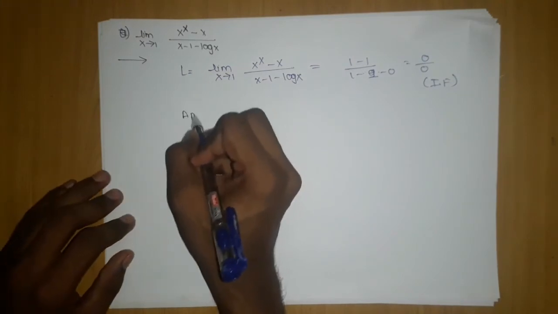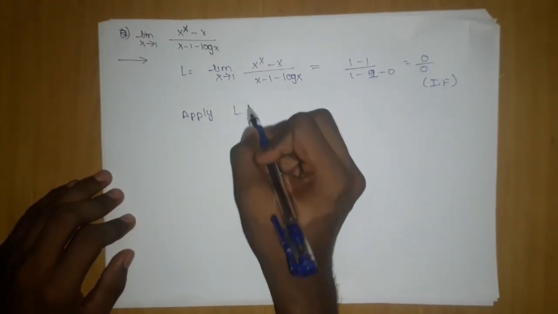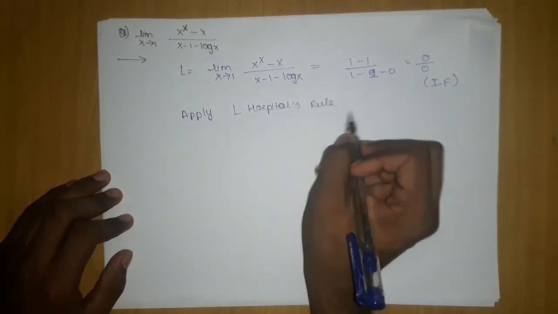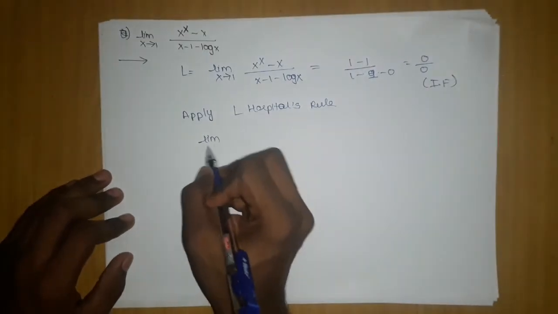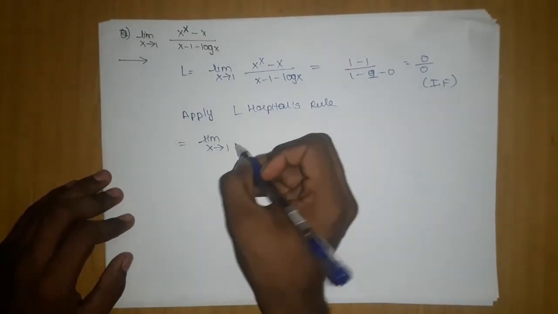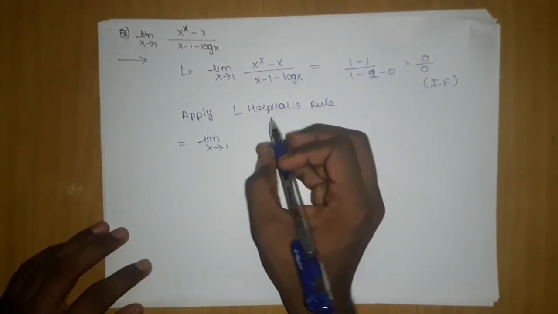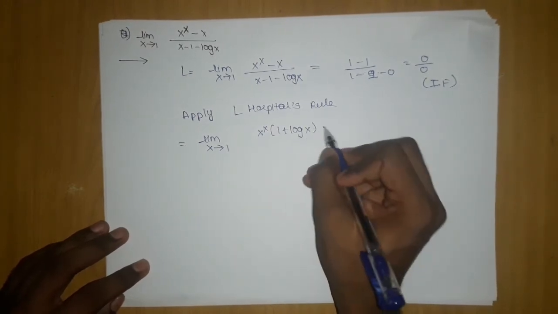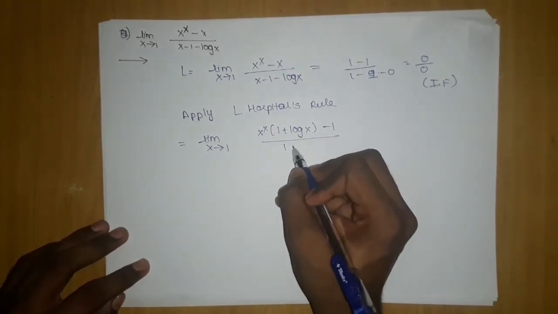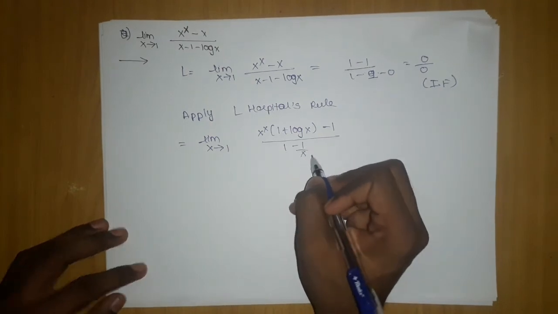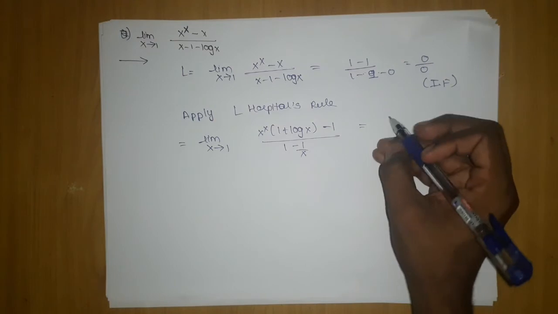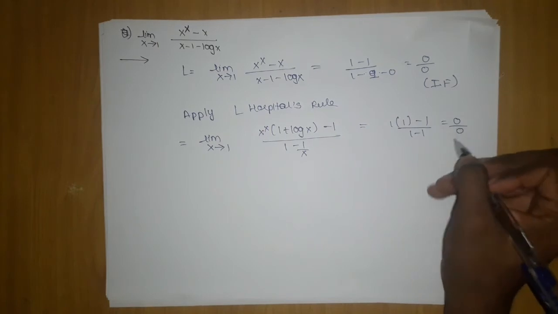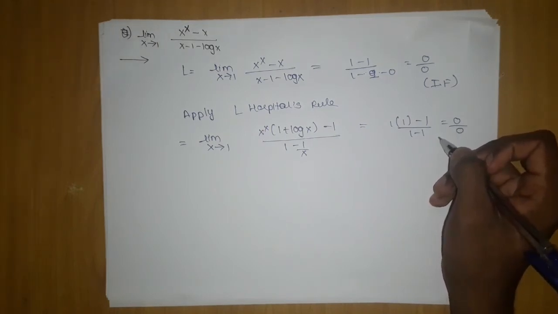After this, apply L'Hospital. Since it is x power x, and I have told you to memorize it, its derivative is x power x times 1 plus log x. The denominator will be 1 minus 1 upon x. Substitute the values, and you get 0 by 0 again. Differentiate it again.